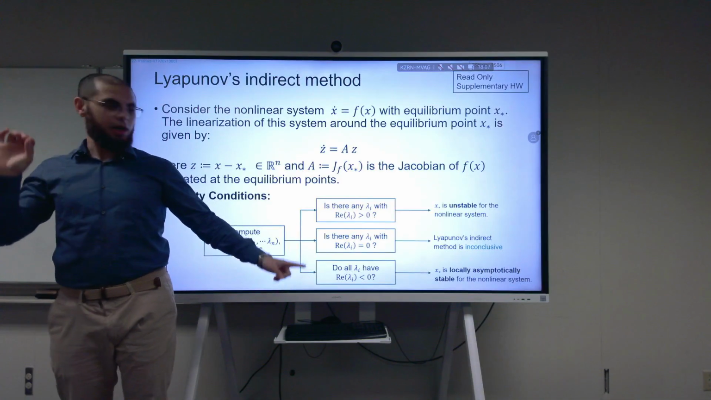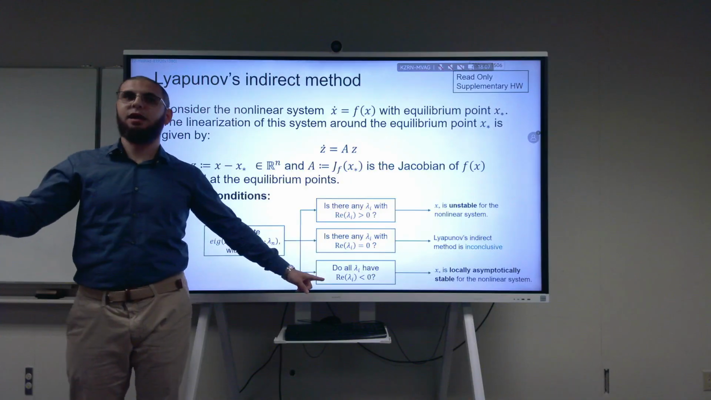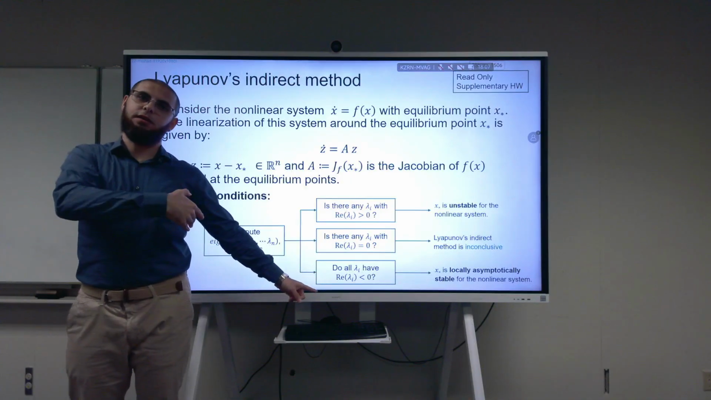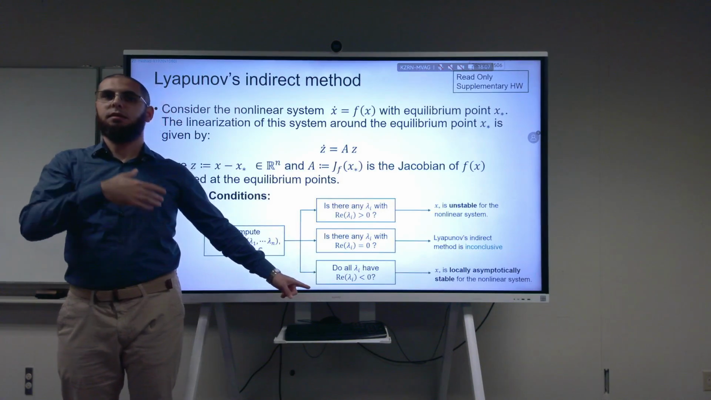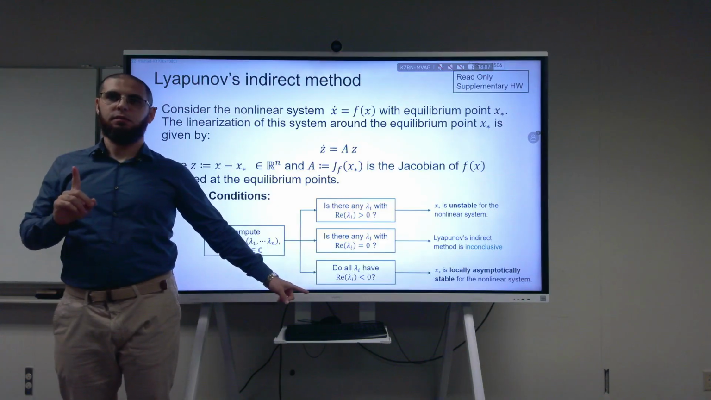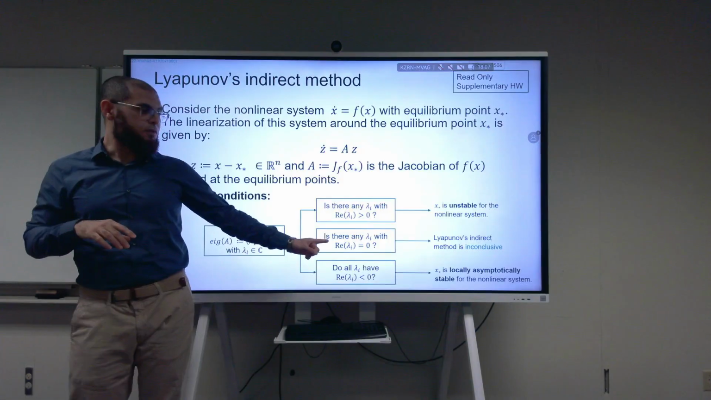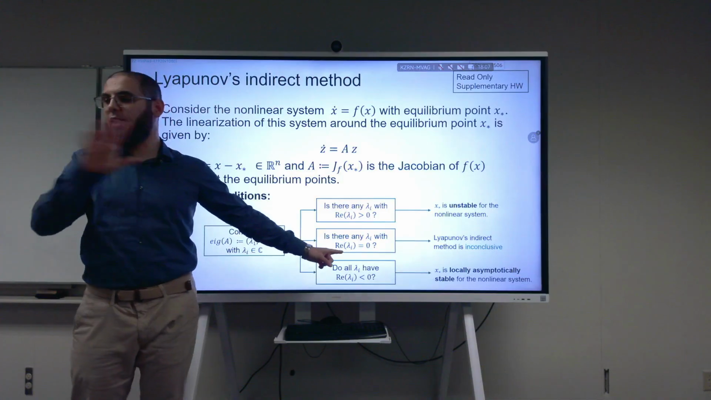Second thing, and you see here the notation: I'm saying here any, but here I'm saying all. If all eigenvalues have a negative real part, it means the equilibrium is locally asymptotically stable. Okay?